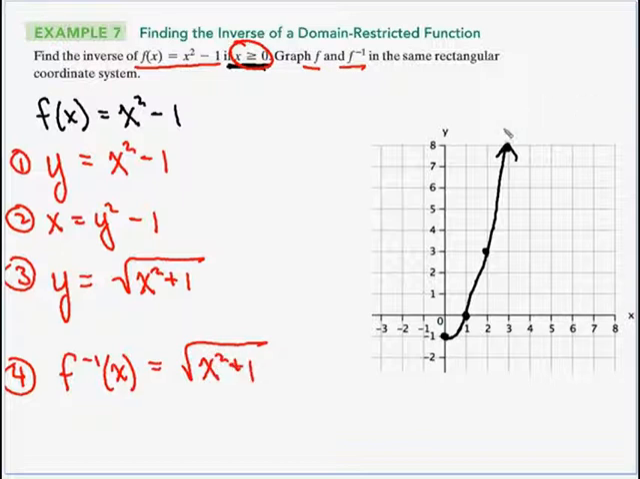Back to the graph. This is f of x. So let's graph f inverse. Well, we have our basic square root function. That basic square root function starts here and sort of goes out this way. But this plus 1 under the radical means we're shifted 1 unit to the left.